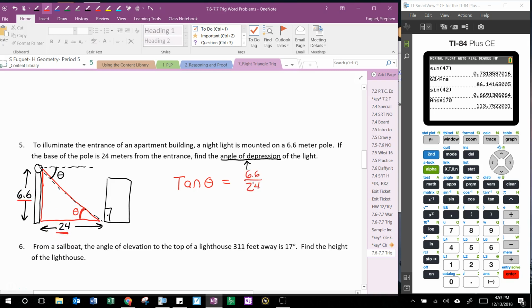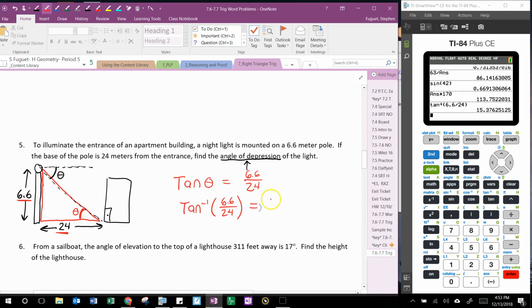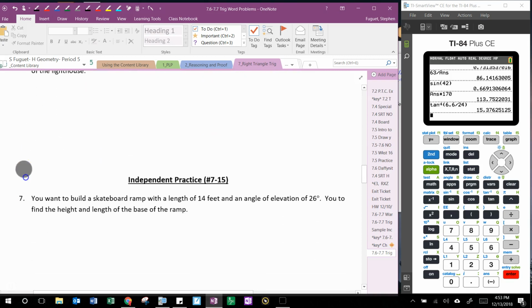which is going to be 6.6 over 24. Now, when you're trying to find a missing angle, we're actually going to instead use the inverse tangent function. And if you haven't had a chance to look over that, I would take a moment to look at some other previous videos on Canvas here that will help you with that. So I'm going to use the second tangent button to bring up the tangent inverse. I'm going to tell the calculator the ratio that I'm working with, so 6.6 divided by 24. And when I press enter, the calculator is going to give me what the angle has to equal. In this case, we're going to get 15, and again, I'll round it to the nearest tenth, 15.4 degrees.